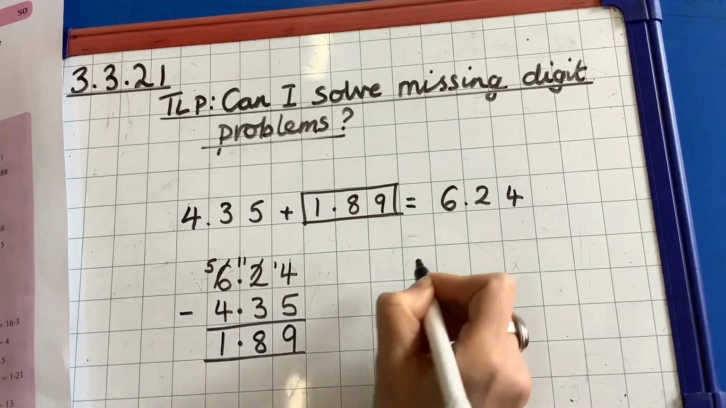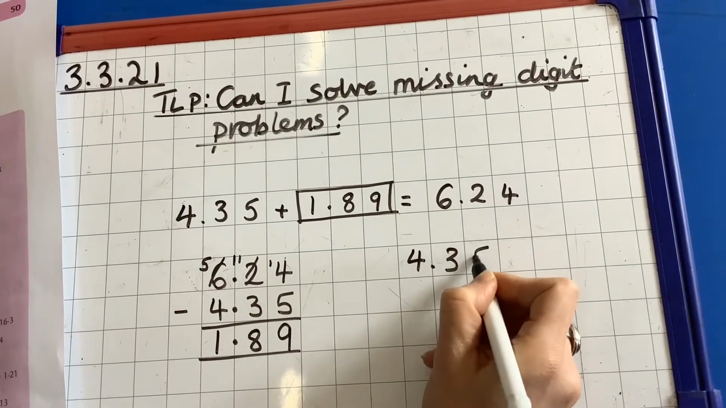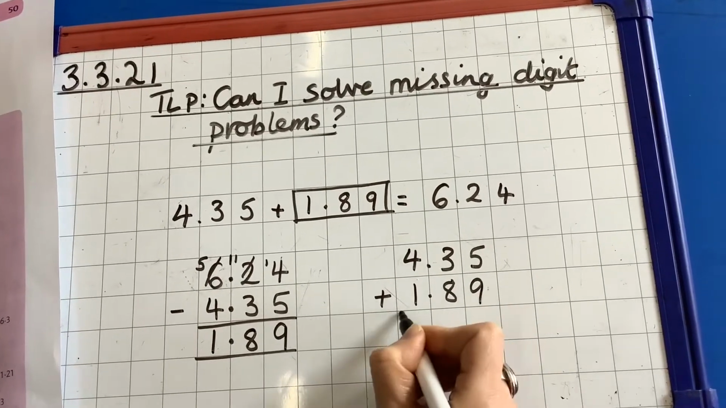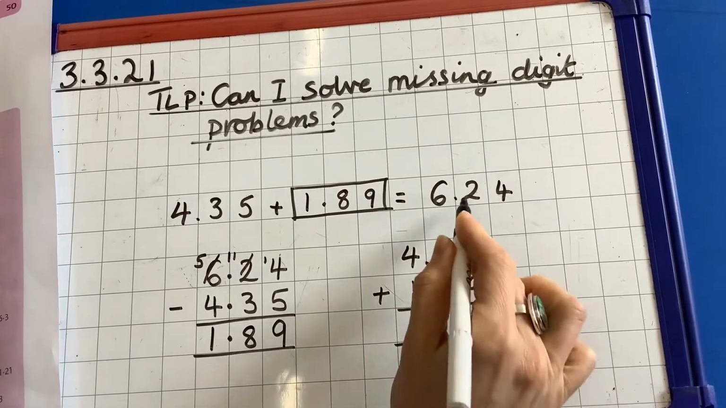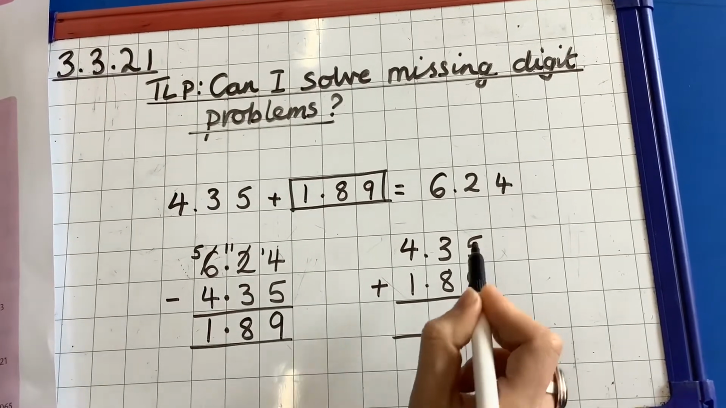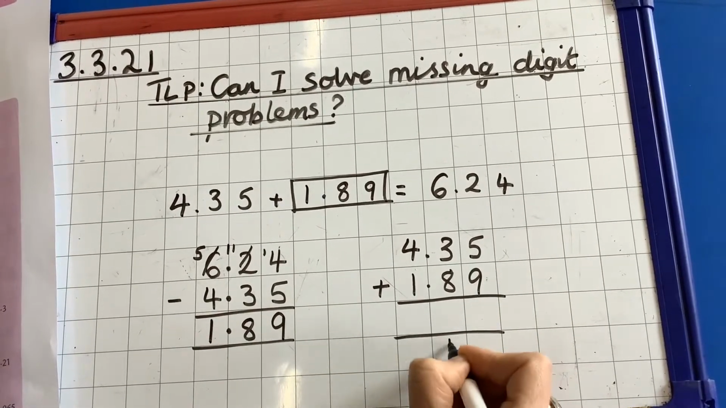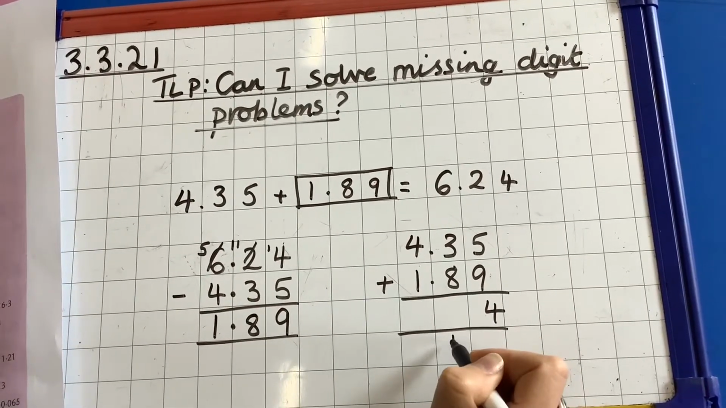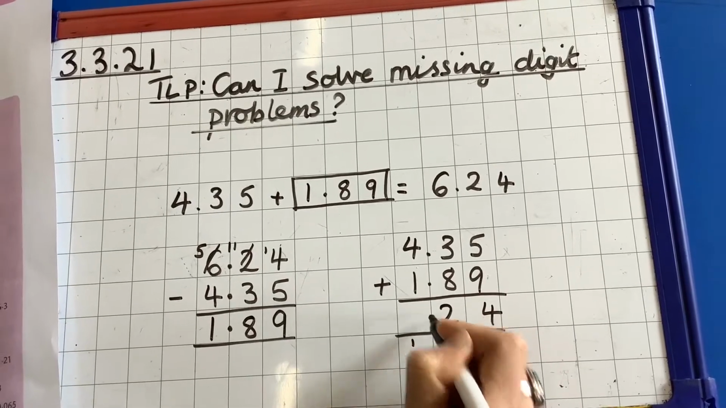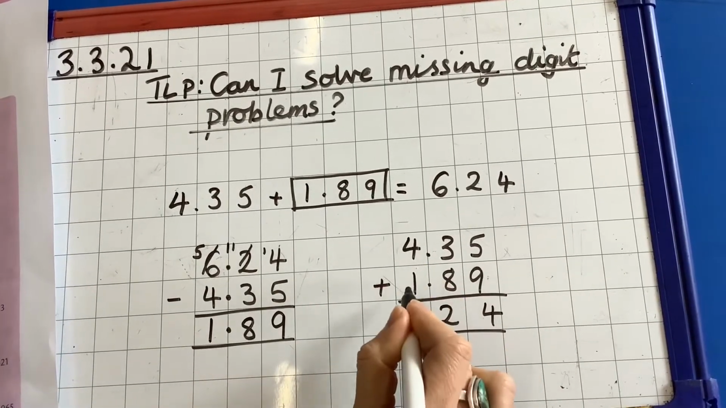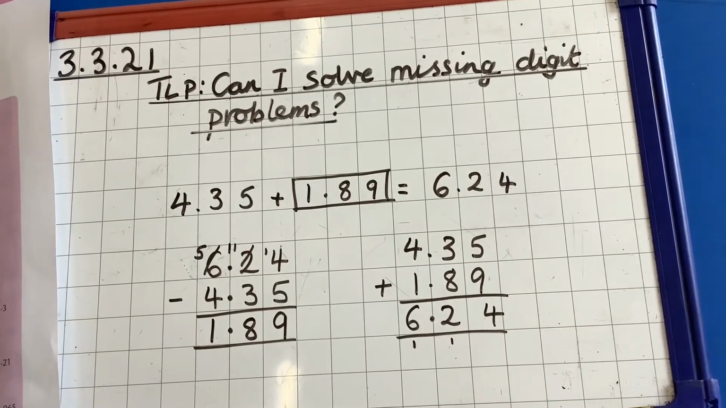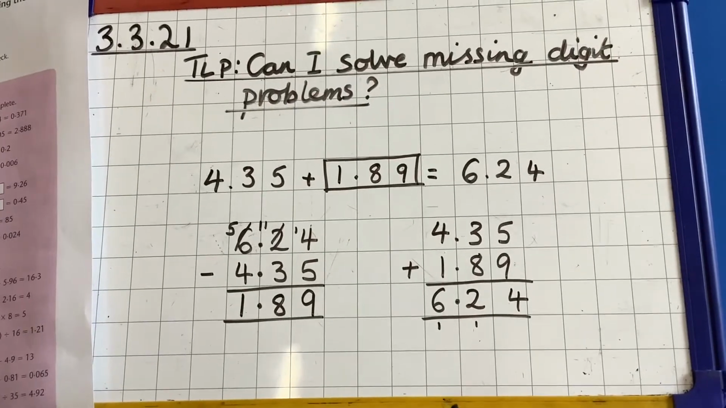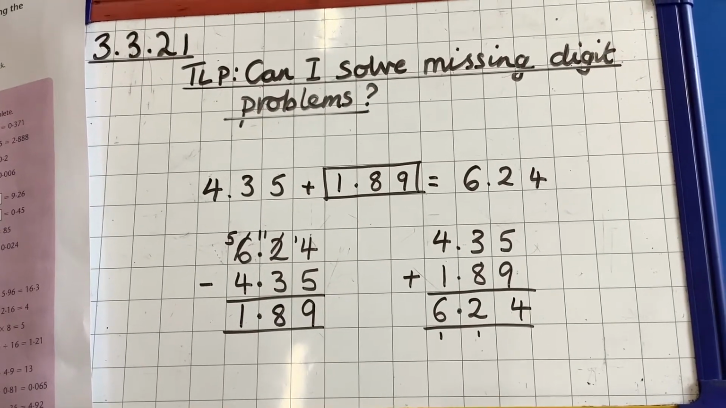Let's do a quick addition just to check. So 4.35 plus 1.89. Let's check and see if I get to 6.24. So 5 plus 9 is 14. 8 plus 3 is 11, but I've got 1, mustn't forget this one here, 12. Don't forget your decimal point. 4. Yay! Brilliant. So I know that I've done okay with that one. So basically I have used an inverse operation to find a missing digit.